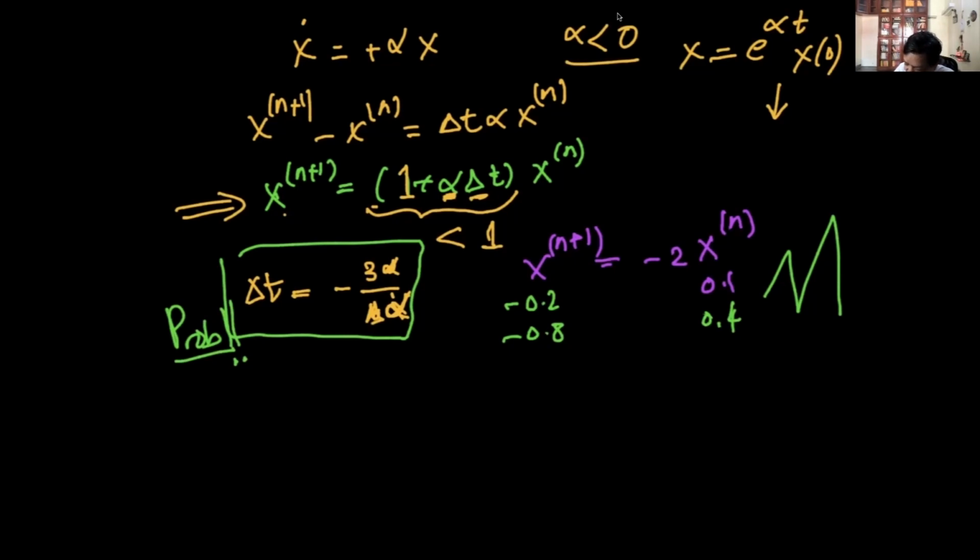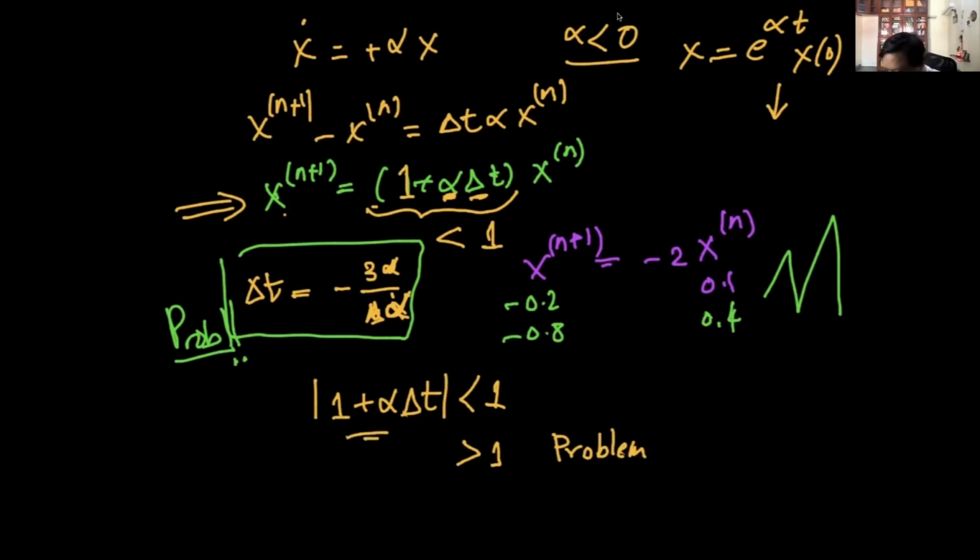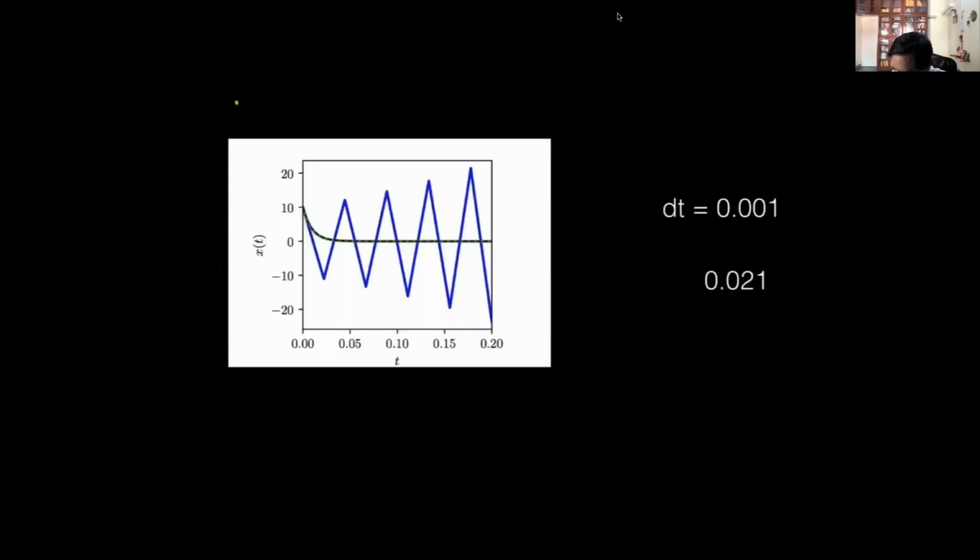In fact, you can easily see here that if the mod of 1 plus alpha delta t is less than 1, it is fine. If it is greater than 1, problem. Now I'm going to describe in a graphical way what this condition means. And this is true for all alpha, and for complex alpha this is a problem as well. So let's make a statement; I'll make it in the next slide.